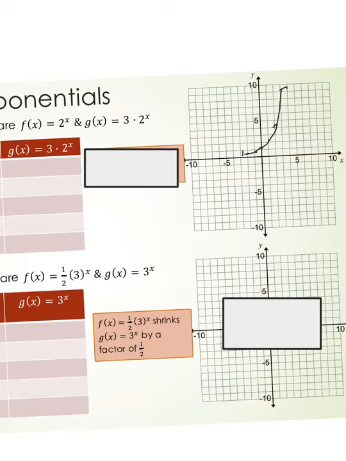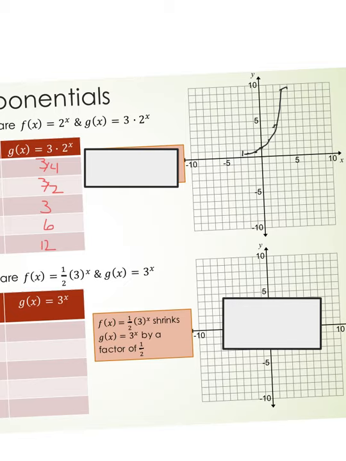Okay, so now we're going to use the same x values for g of x, which is 3 times 2 to the x power. So essentially all we're doing is taking the 2 to the x power y value and multiplying it by 3. So for negative 2, we will have 3/4. We'll have 3/2 for negative 1. When x is 0, we will have 3. When x is 1, we will have 6. And when x is 2, we will have 12. And now we're going to graph those ordered pairs.